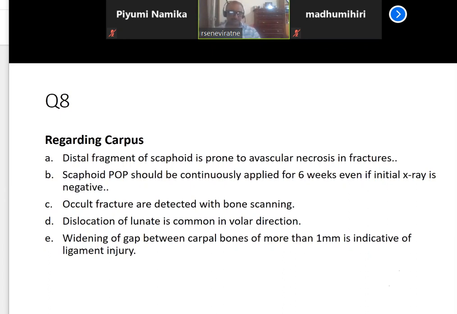Okay. So occult fractures are detected with bone scanning. True. I gave the answer. It's true. D. Dislocation of lunate is common in volar direction.